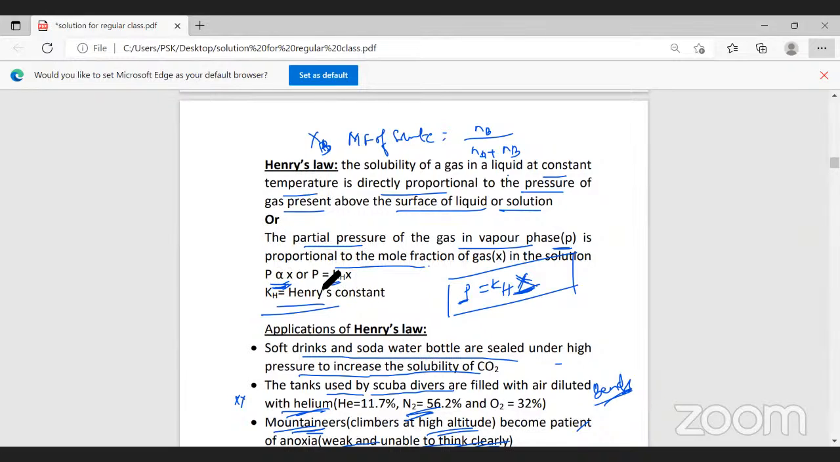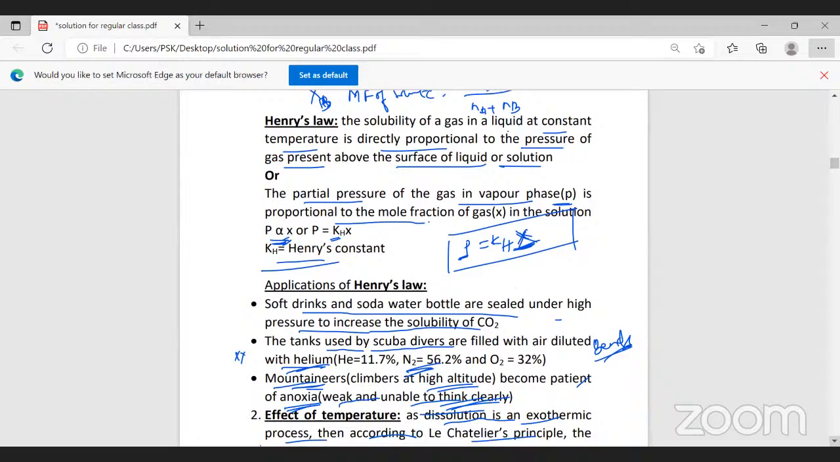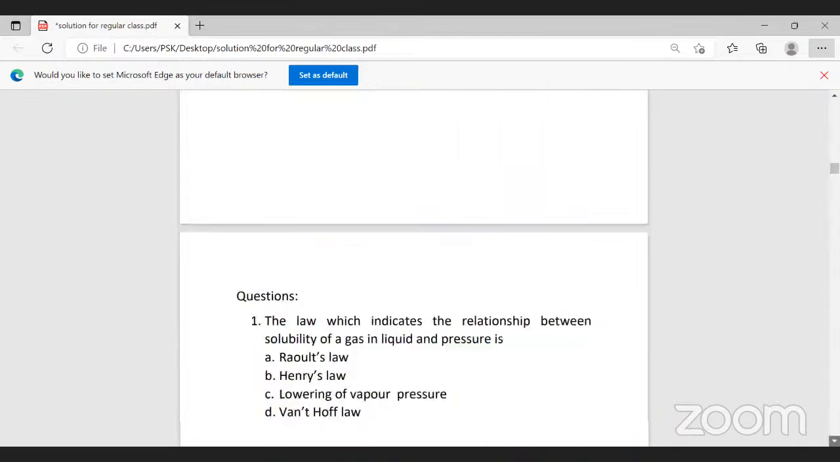Now, the next one is some of the questions we will learn, and then we will see what can be done, possibly if we can continue or we'll see. Now, based on this Henry's law, we'll solve some of the questions. A few more questions I'll work sometime later.